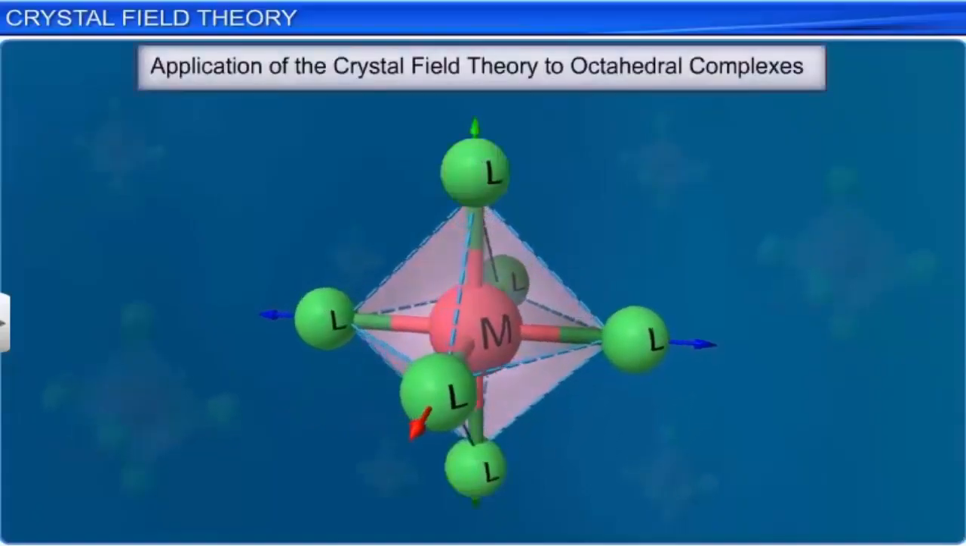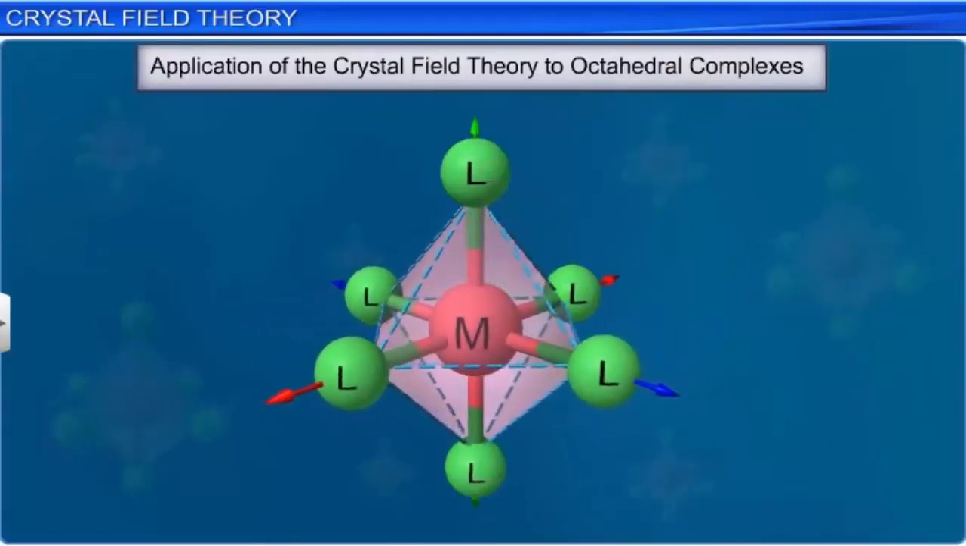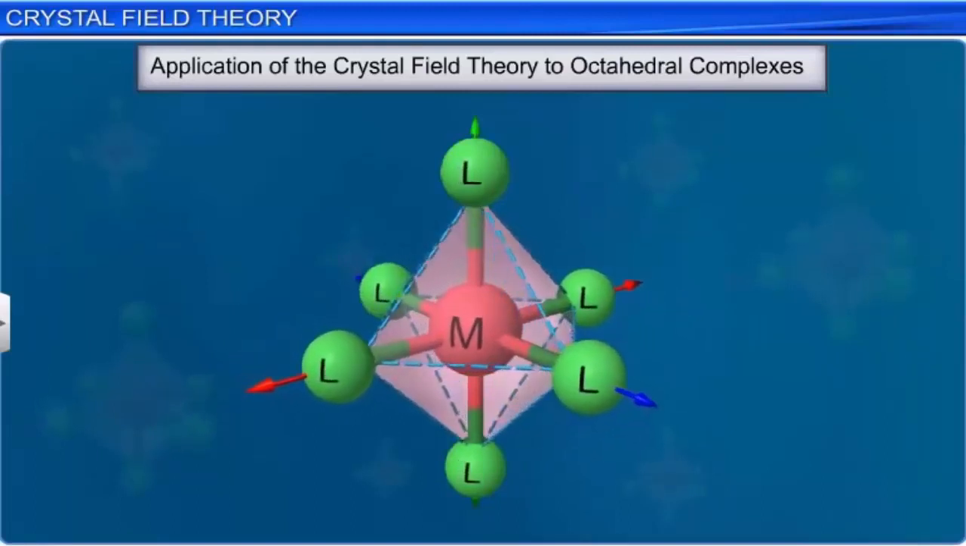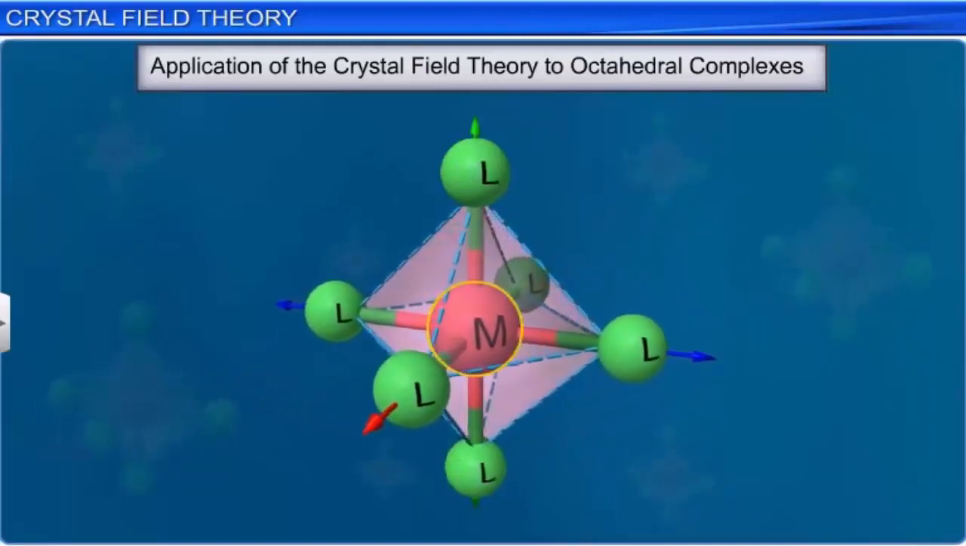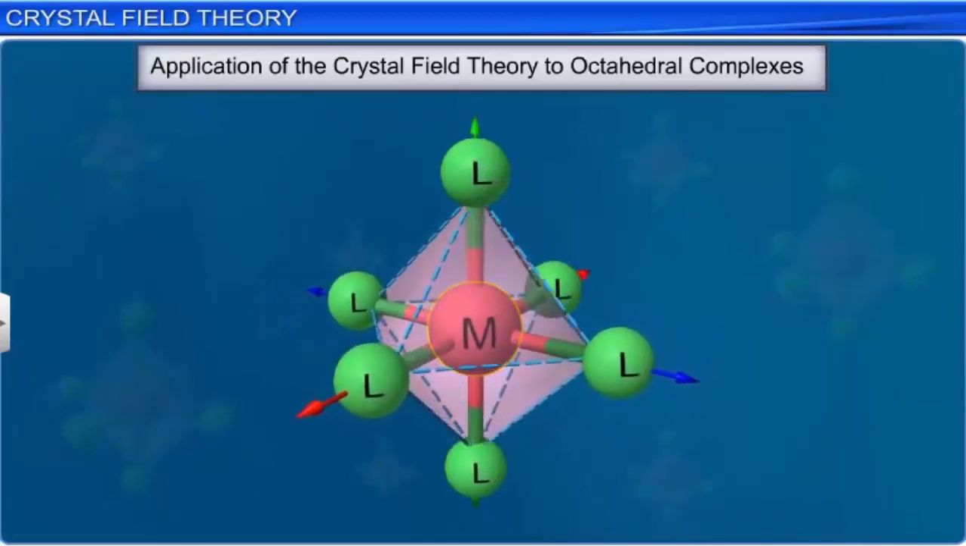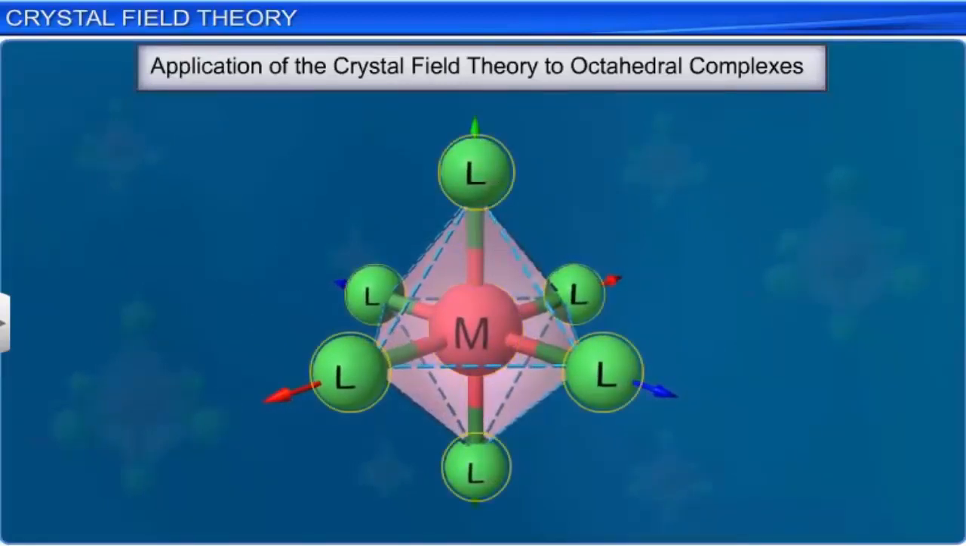Let's look at the application of the crystal field theory to octahedral complexes. In octahedral complexes, the metal ion is at the center of the octahedron, and the 6 ligands lie at the 6 corners of the octahedron along the 3 axes X, Y, and Z as shown here.